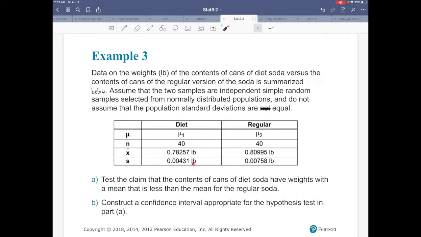I have a table here listing the diet soda and regular soda with N1 is 40, N2 is 40, X bar 1 is 0.78257, X bar 2 is 0.80995, S1 is 0.00431, S2 is 0.00758.